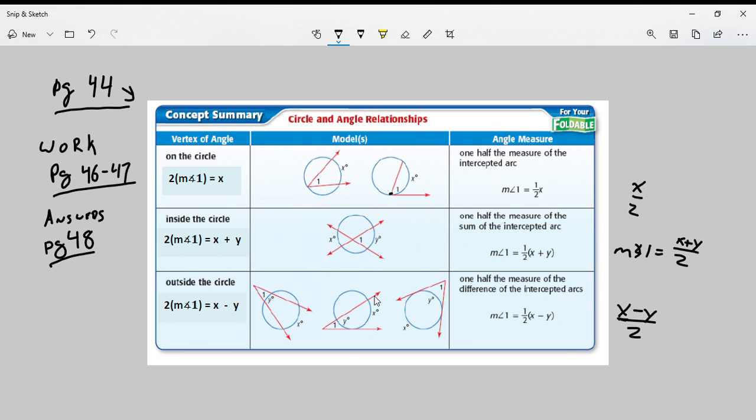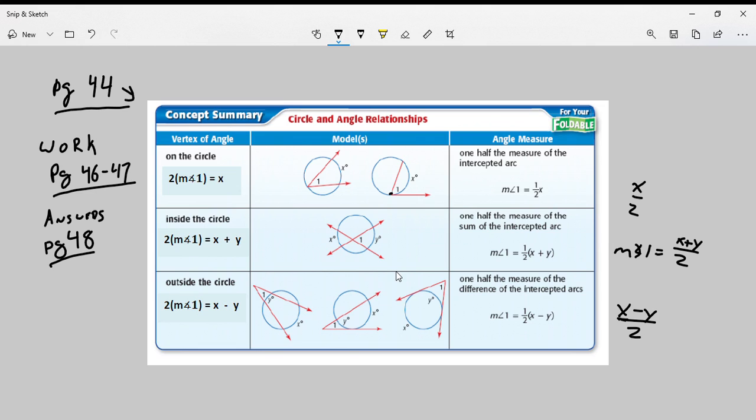Watch for things like diameters here, or a diameter here in a secant. Watch, because that will split things into semicircles, and you'll know things will be 180 degrees. And yeah, you should be fine. It's just pretty much taking the big arc, the small arc, and dividing by 2, and you'll get your angle outside the circle.